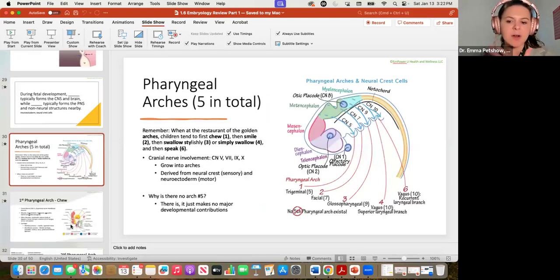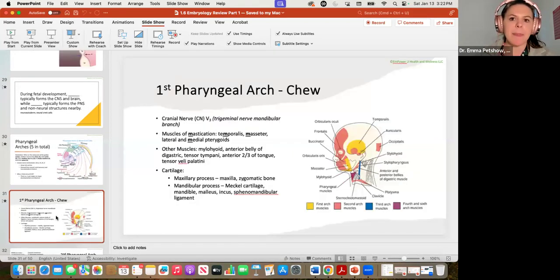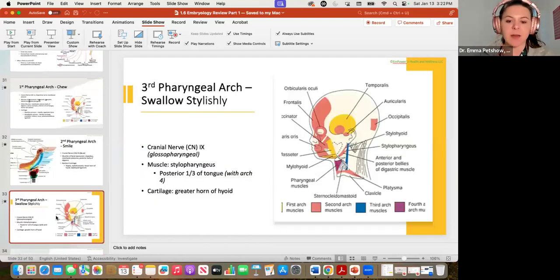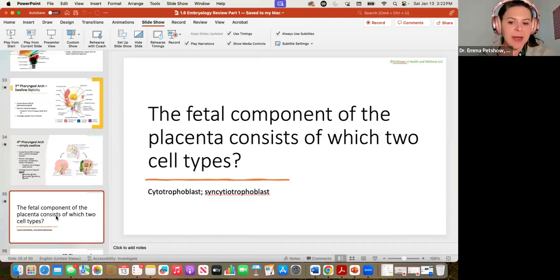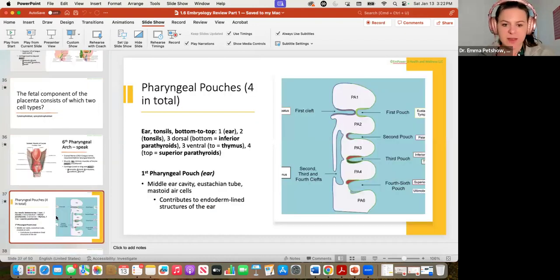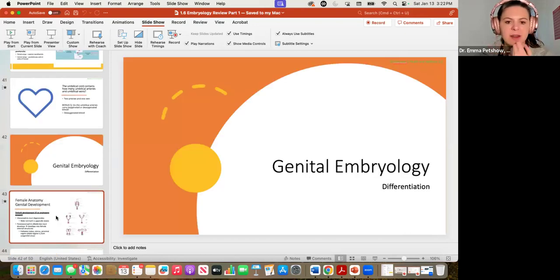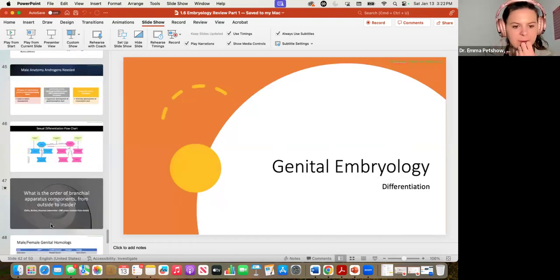I would say this is lower yield than your basic germ layers, but they have definitely been tested before. So if you have the mental capacity to look through them, great. If not, that's completely fine. But they exist, and they're referring to those components there. All right.